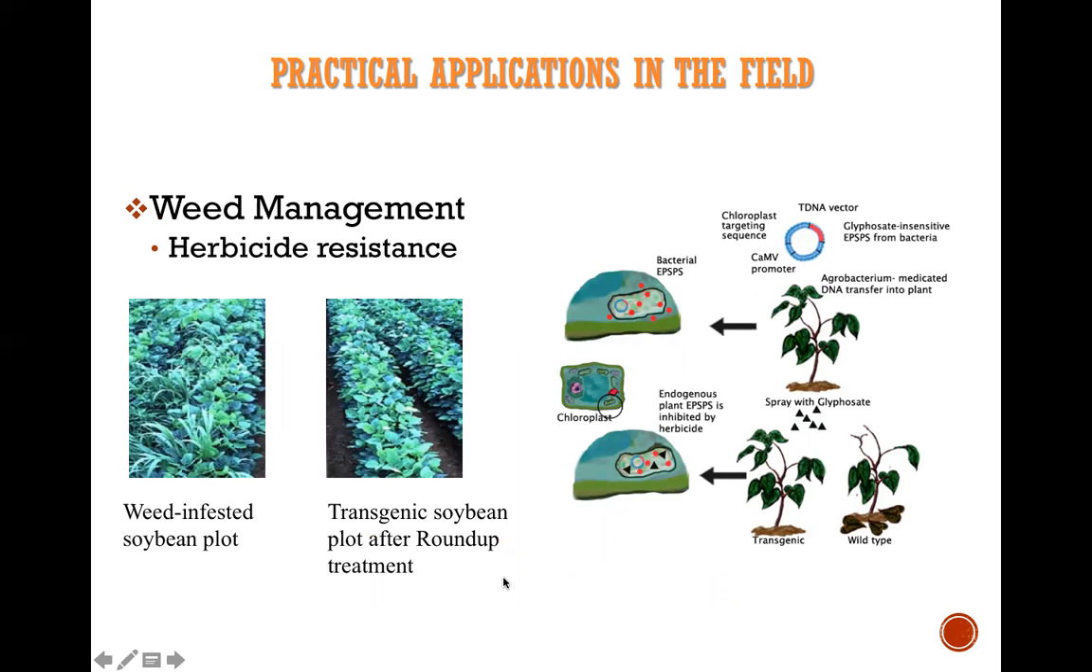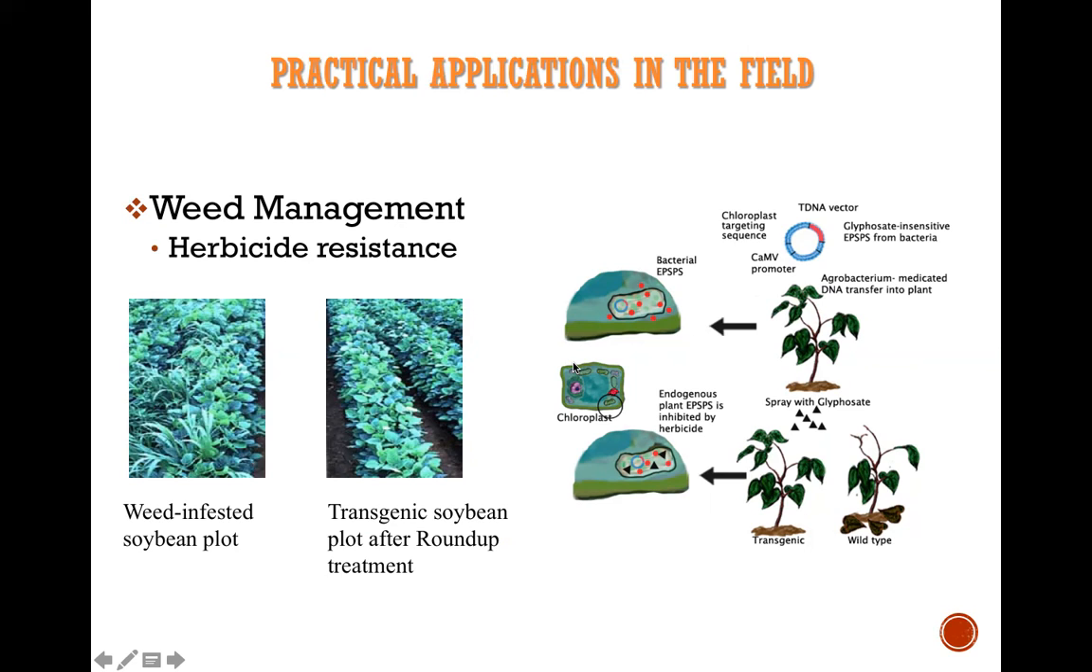Another option is for weed management through herbicide resistance. Typically glyphosate is used in maintaining crops and reducing weed pressure. If you look on the left here, this is what weeds look like intermixed with soy. And this is a problem for the soy. It decreases yield as those plants fight for nutrients and space and sunlight.